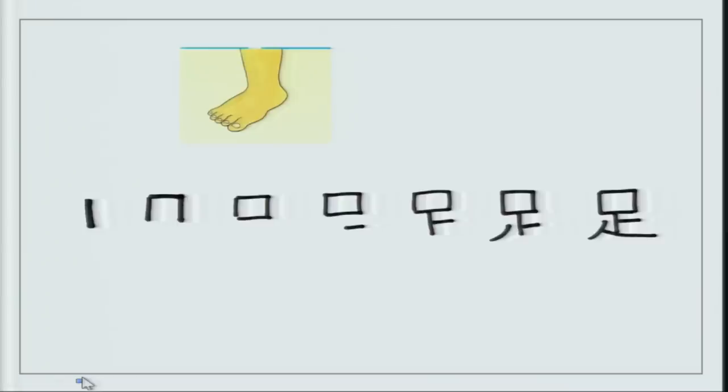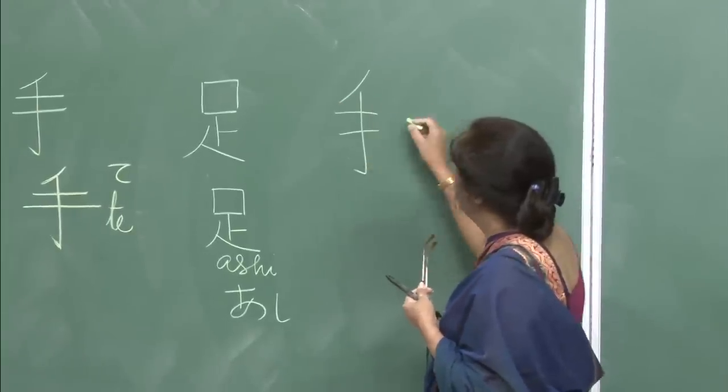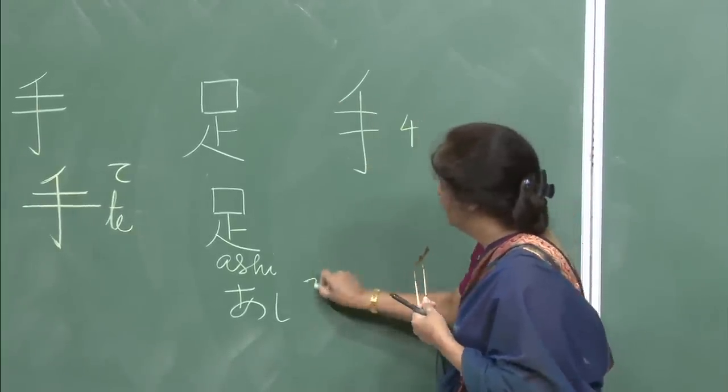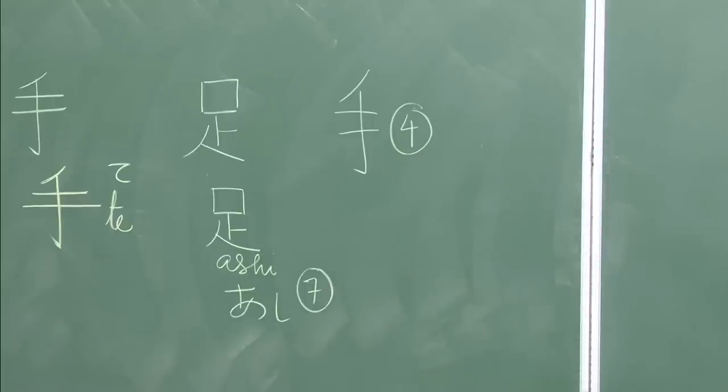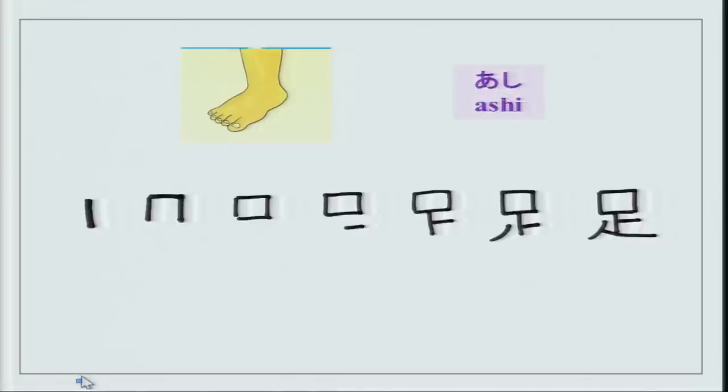And then ashi, 1, 2, 3, then you have 4, 5, 6, and then the last one, 7. So now you can see that this is a 7 stroke character, and te, which I made over here, is a 4 stroke character. You can remember it like this as well, a 4 stroke character, te, and a 7 stroke character, ashi.